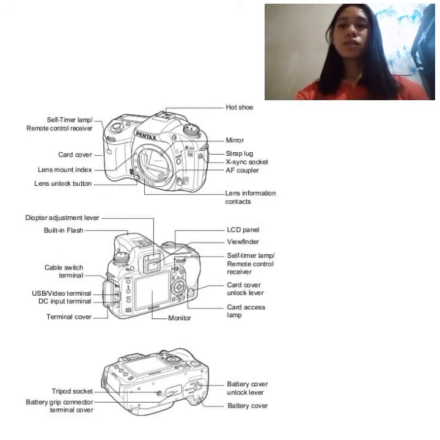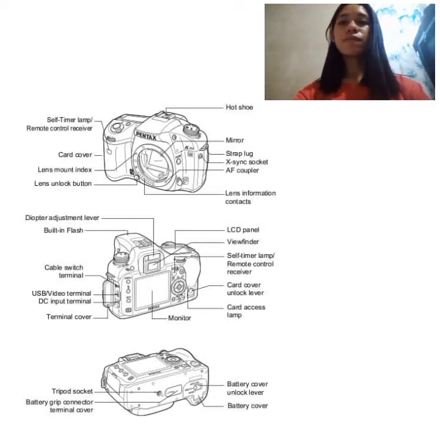Built-in flash. Built-in flashes generally have a maximum flash to subject distance that's limited to 1 to 3 meters at ISO 100. Diopter adjustment. The diopter adjustment allows you to customize the viewfinder so that you can see a clear, focused image inside the viewfinder without using eyeglasses or contact lenses to correct your vision.